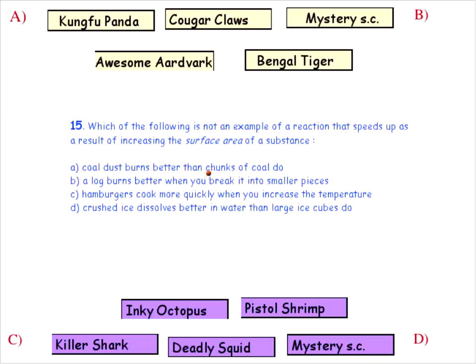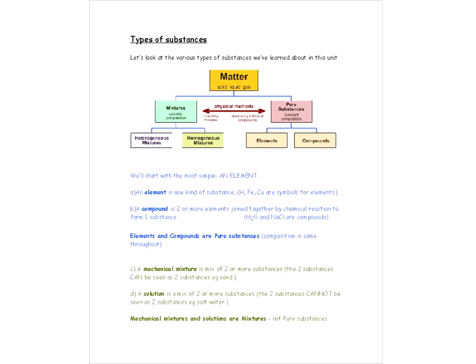No doubt. Okay, so if you had coal dust, it's going to burn better than chunks of coal. So again, that involves surface area. A log burns better when you break it into small pieces. Hamburgers cook better because you increase the temperature. So all those things are true, but this one doesn't involve surface area, right? It just involves increasing the temperature. Crushed ice dissolves better than ice cubes, and again, that does involve surface area. Okay? So you can see which answer is going to be.